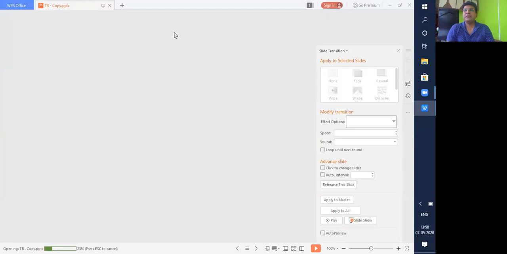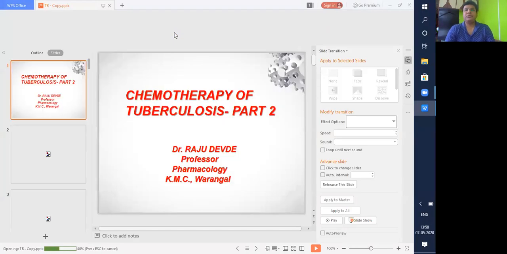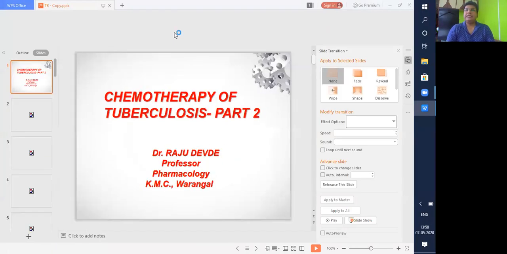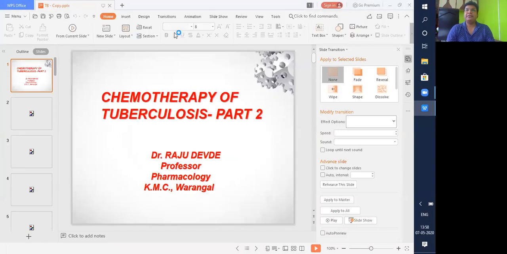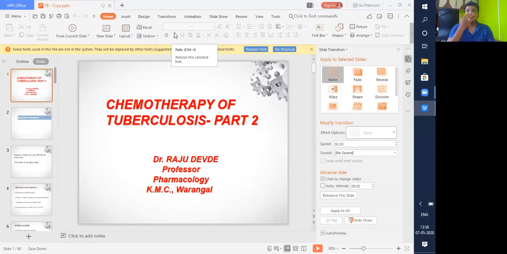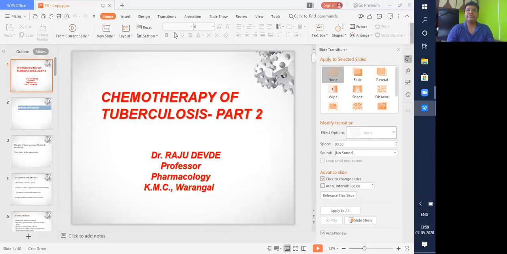Today's lecture is the continuation of the last lecture, that is Chemotherapy of Tuberculosis, Part 2. That is second line drugs in the management of tuberculosis. So in the last class, we have seen the introduction of tuberculosis, the transmission of tuberculosis, the burden of tuberculosis globally, and the statistics which are available, the Indian statistics. And apart from that, we have classified anti-tubercular drugs into first line, second line, injectables, and newer drugs.